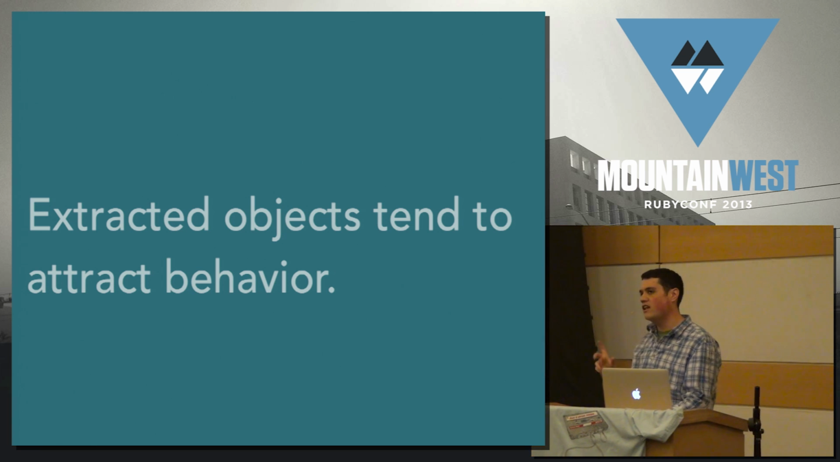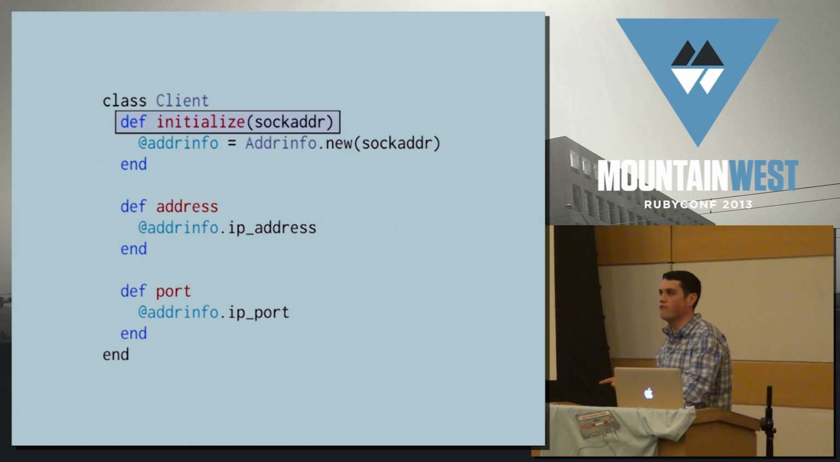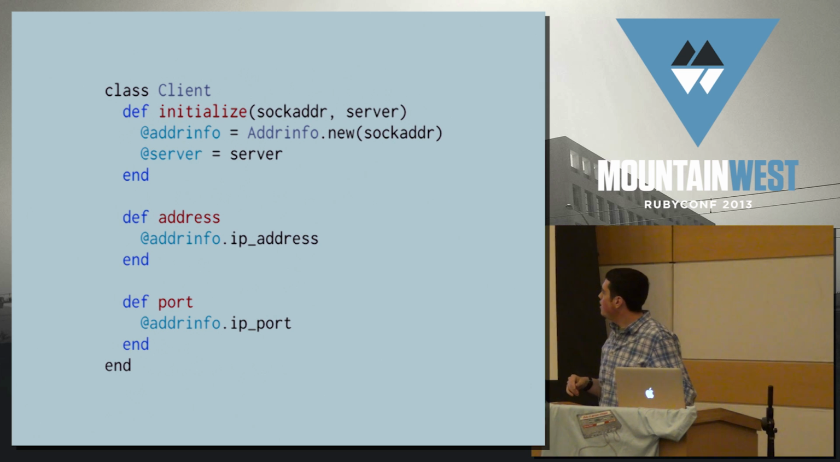So let's do that. Let's let client handle sending the message. To send the message, it's going to have to collaborate with a server. Server is the only thing that knows how to deal with the network. So we're going to add a server parameter here to the initializer, and then we're going to add a send method.